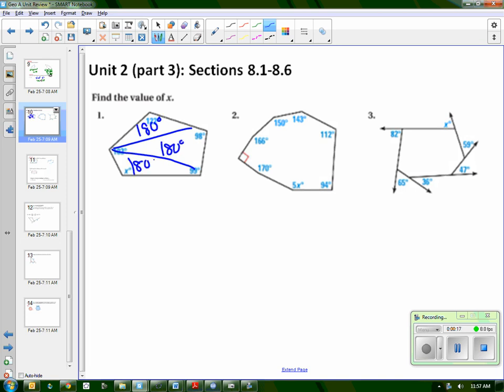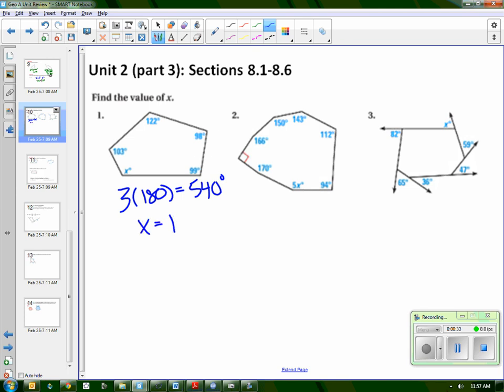In this one, we have a 5-sided figure, a pentagon. You can say the angle sum is going to be 3 times 180, which is 540 degrees. Then add up all these angles, 103 plus 122 plus 98 plus 99, subtract it from 540, and you should be able to get x equals 118 degrees.